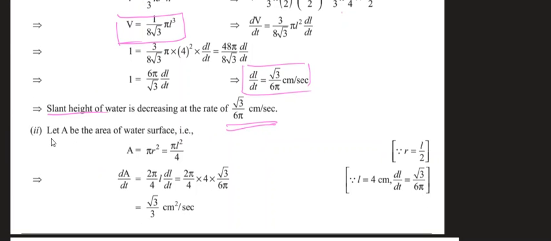Then what about area? So area is equal to pi r squared. Why have I taken pi r squared? Because the surface area is asked, which is nothing but the circular surface area. So A is equal to pi r squared. R we know already, L by 2, so pi L squared by 4. So dA by dt is given on differentiation. We are able to get this and then substitute the values.